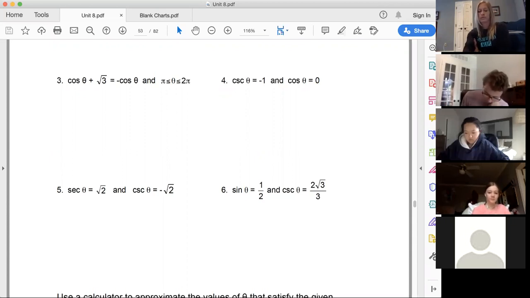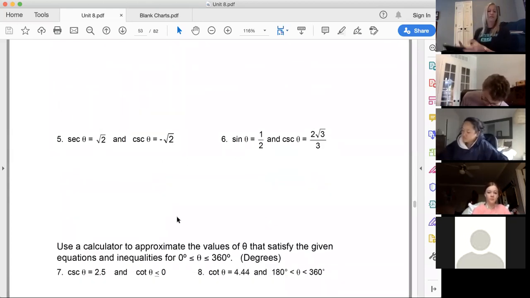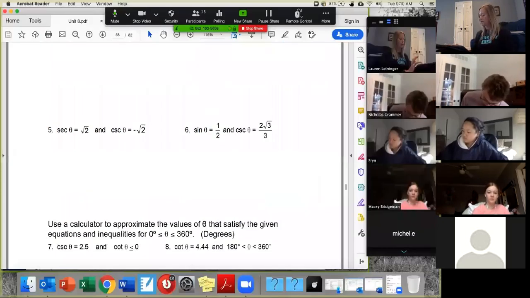Can we look at 5 as well on that page? Yeah, we can look at number 5. Number 5, both of them are reciprocal identities, so I would go ahead and start with flipping both of them. It's going to be another case of what we've just seen where it's not real familiar to us to begin with. So when I flip the secant and becomes cosine, if I flip root 2, what does it become?